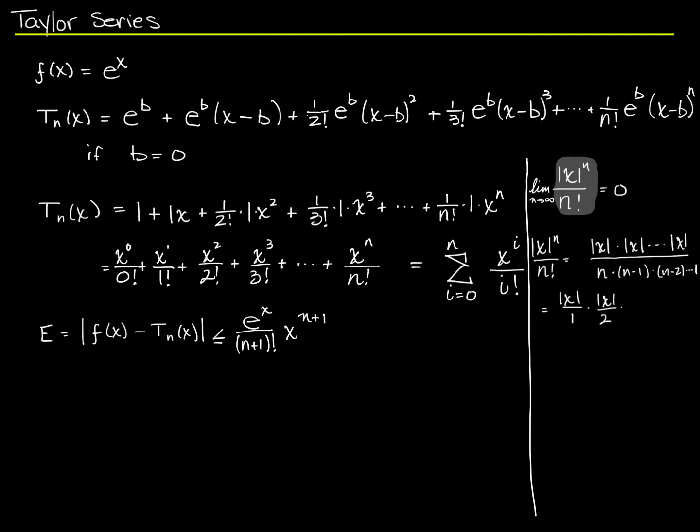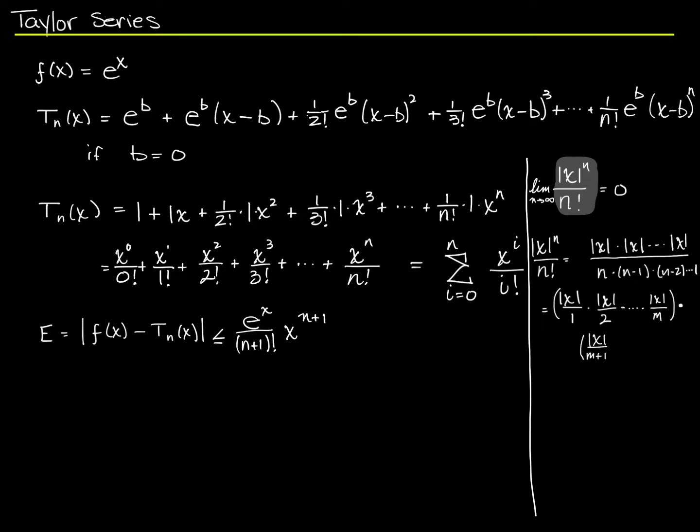Well, but I'm going to stop short of n. I'm only going to go up to some number less than n. I'm going to keep multiplying until I get to x over m. All right. Then I'm going to multiply this by the next factor, which is m plus 1, right? X over m plus 1.